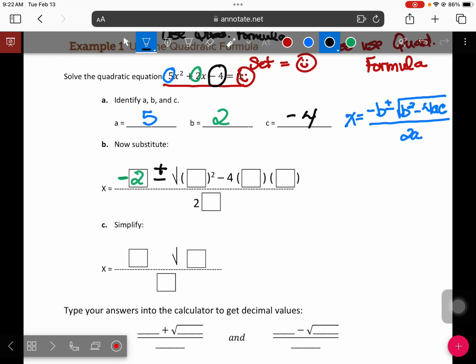Plus or minus the square root of b squared. B is 2. Substitute 2 in for that first part. Do you have these notes? Let's write them down. Minus 4 times a. A is 5. Times C is -4.